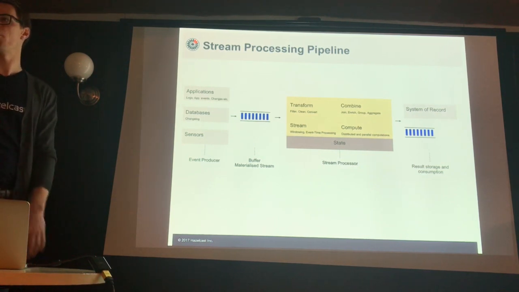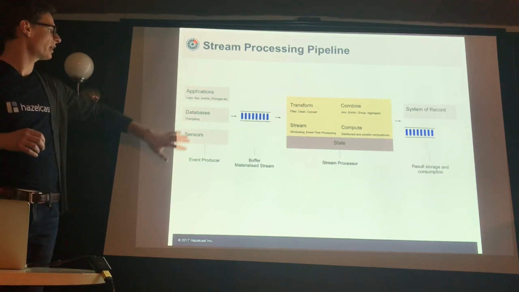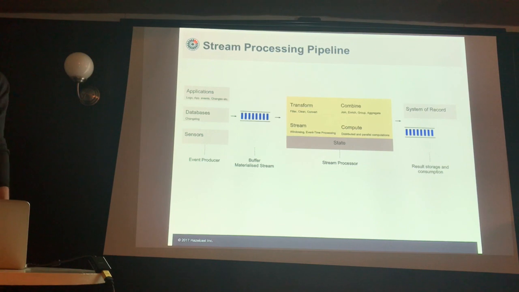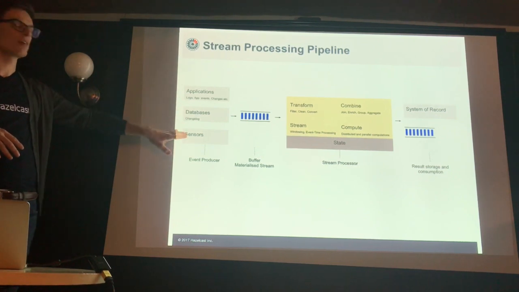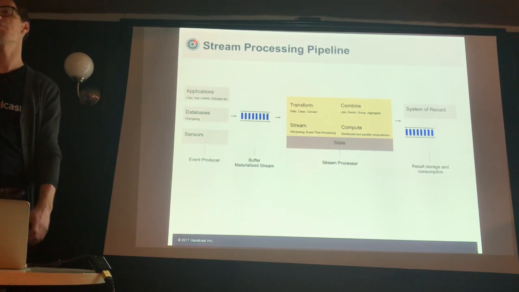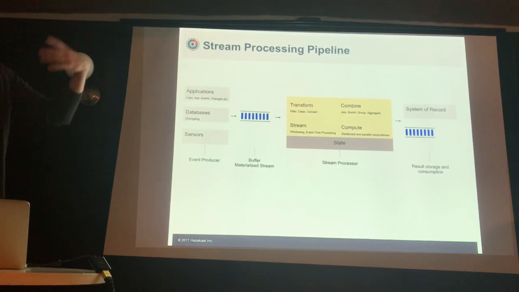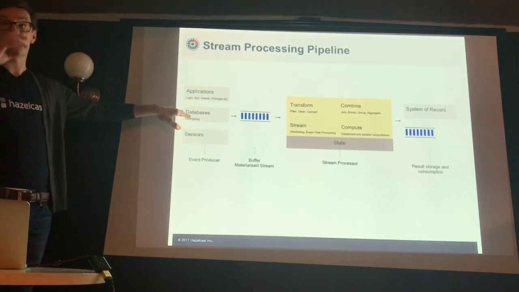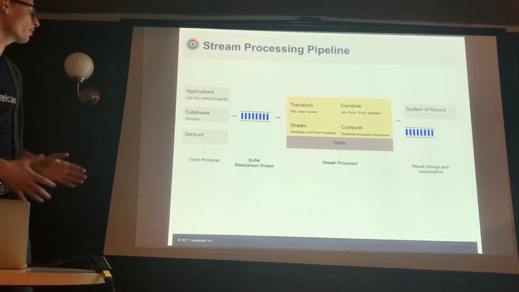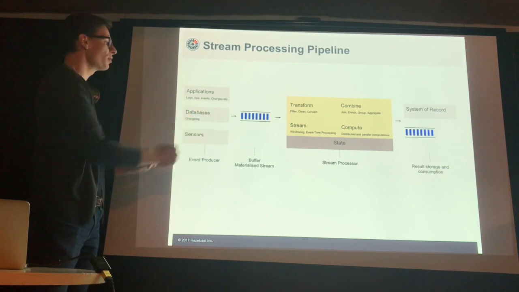Let me mention four important building blocks. First one is basically the applications or sensors or whatever that produces the data events, right? A stream is basically a sequence of data events, and it may be updates from some sensors, right? It may be log events from your applications. It may be some domain events, like user logged in, user added something to the shopping cart or something like that. And it may be a change log from a database. Every time something changes in the database table, it's some kind of event. So this is the first part, the event producer.